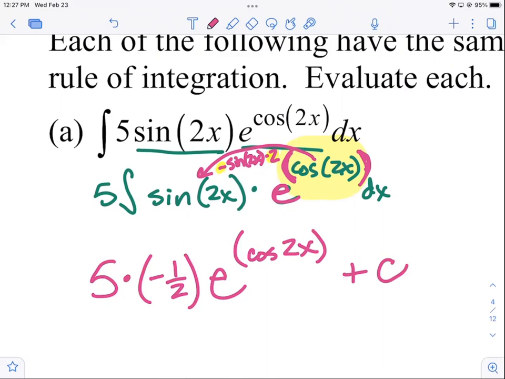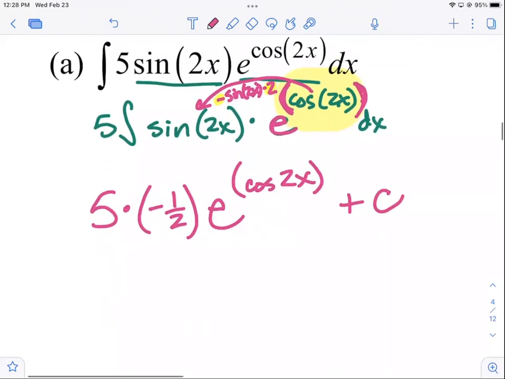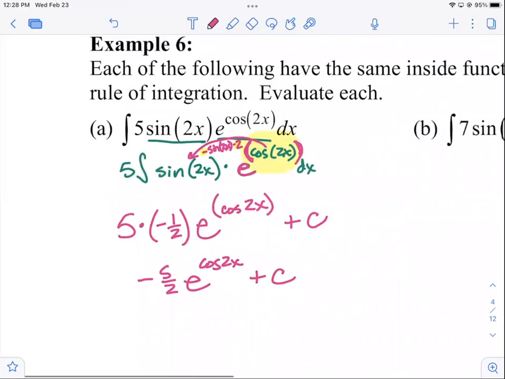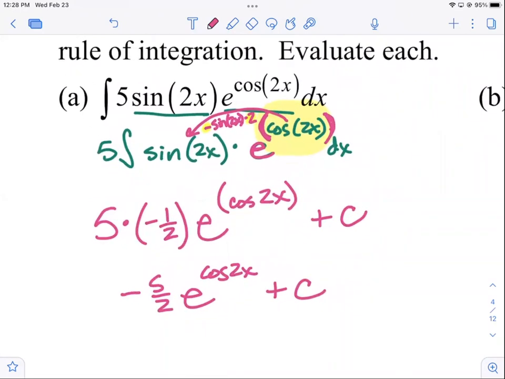Don't trust yourself? Don't believe me? Unsure? Take the derivative using the chain rule, and you'll see it lines up. Now, again, the last thing you could do in each case is to clean it up. Negative 5/2 e to the cosine of 2x plus c. Getting rid of some of the parentheses, combining some coefficients. There you go. It's fun. It's easy. It's becoming fun easy. Right now, it's just fun. All right. Questions on that one?